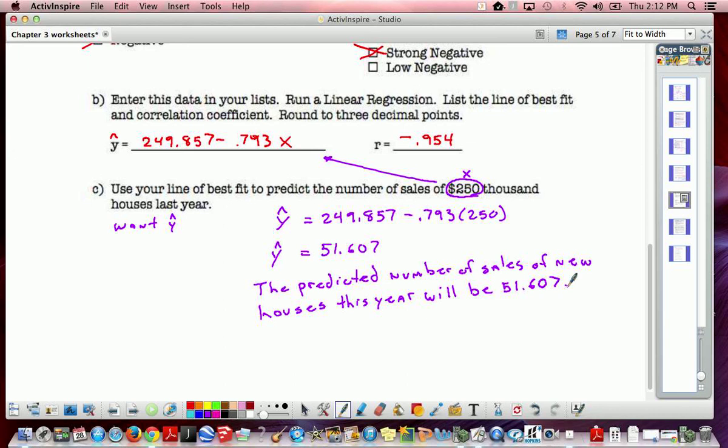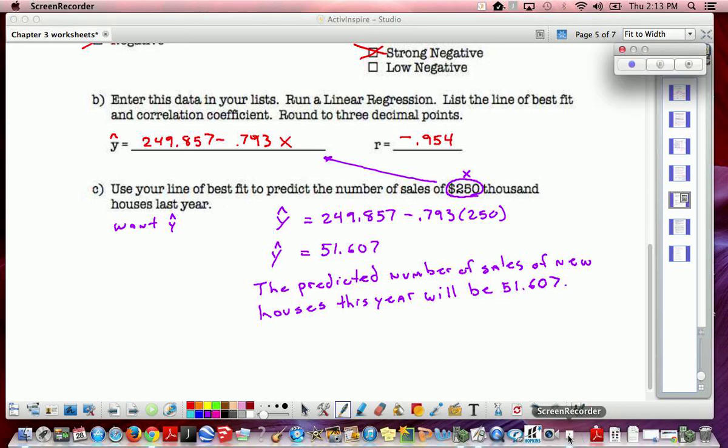All right, so you can go ahead and flip to the next page and we'll get to the back side.